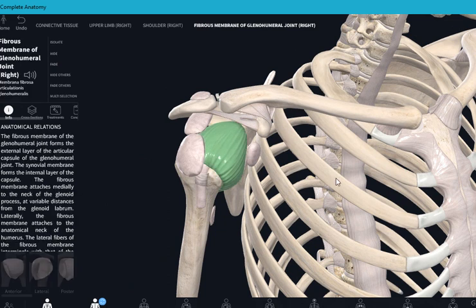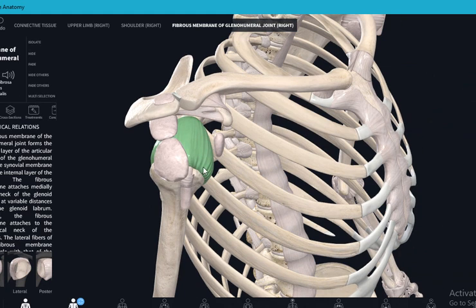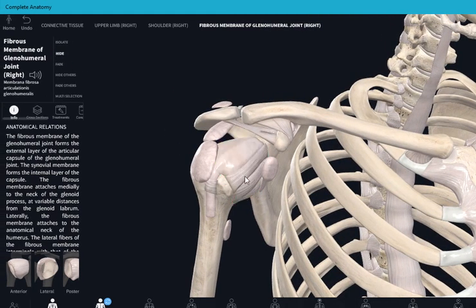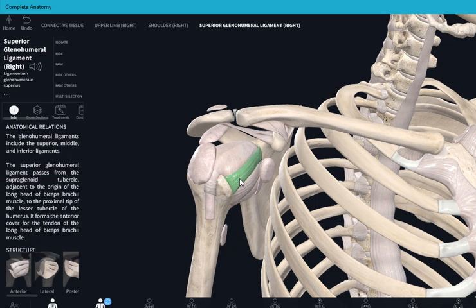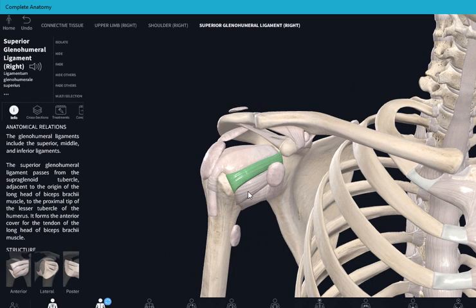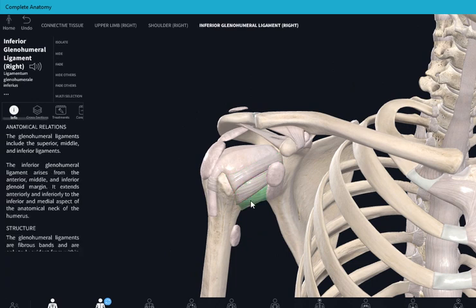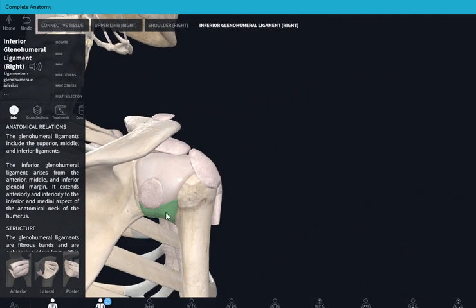This one is going to be the fibrous membrane. So you have a fibrous membrane of the glenohumeral joint. All this around the rim is the fibrous membrane of the glenohumeral joint. We can hide it. We are now going to have this other ligament here. This is the superior glenohumeral ligament. We have this other one, which is the middle glenohumeral ligament, and this other one, which is the inferior glenohumeral ligament.